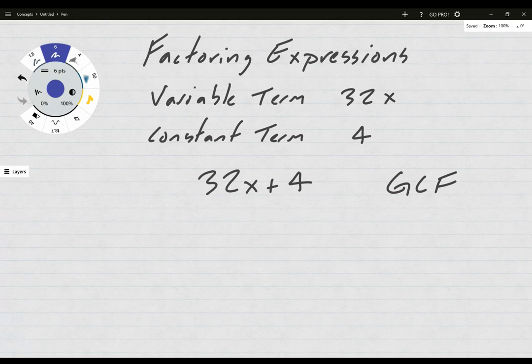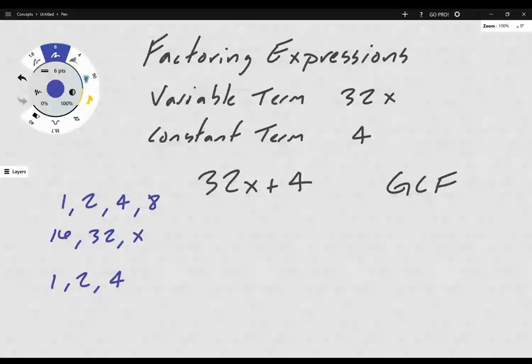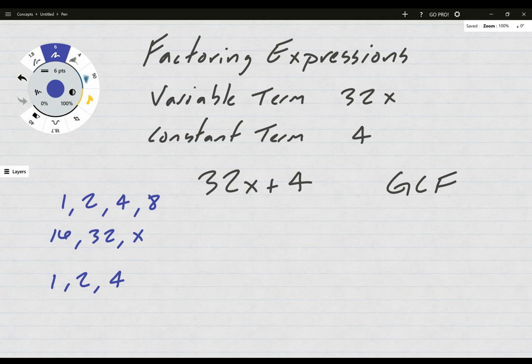I know I have 1 multiplied by 32, 2 multiplied by 16, 4 multiplied by 8, 8 multiplied by 4, 16 multiplied by 2, 32 multiplied by 1, and also x is going to be a factor. Now let's do the same thing for 4. 1 multiplied by 4, 2 multiplied by 2, and 4 multiplied by 4. So these are my factors of 32x and 4.